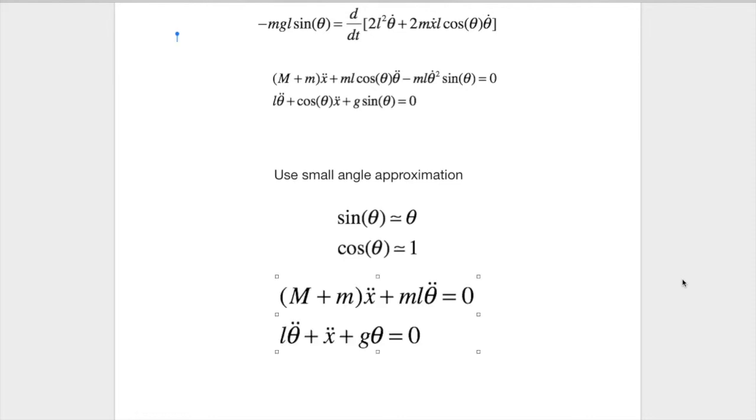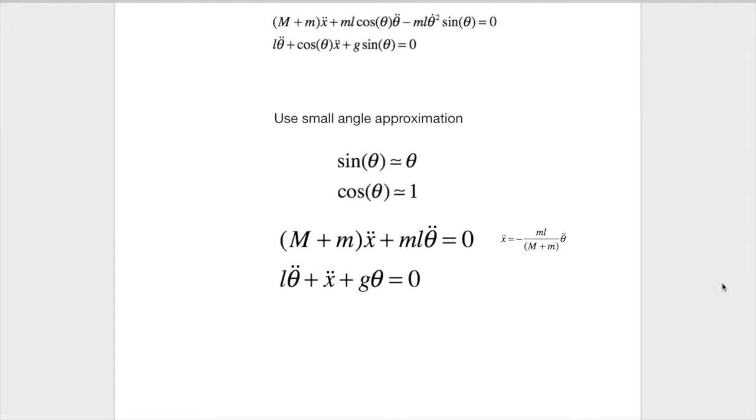If we use the small angle approximation, so let's say sine theta is just theta and cosine theta is 1, we can also neglect the higher order terms if theta is really small. So we will end up with this simplified version of the coupled differential equations, which is this. The first equation tells us that x double dot is just minus m l divided by big M plus little m times theta double dot, and if we make the substitution into the second equation, we will end up with an equation on theta, which is this one.